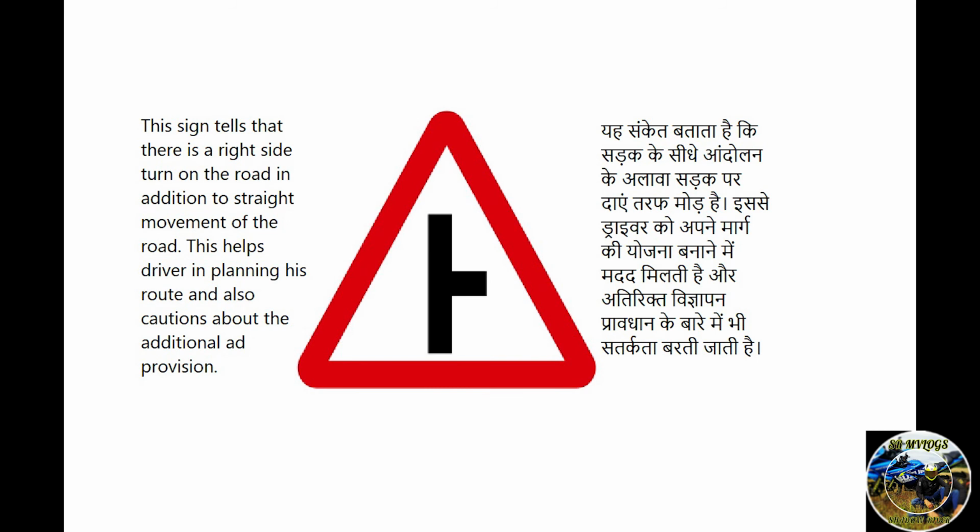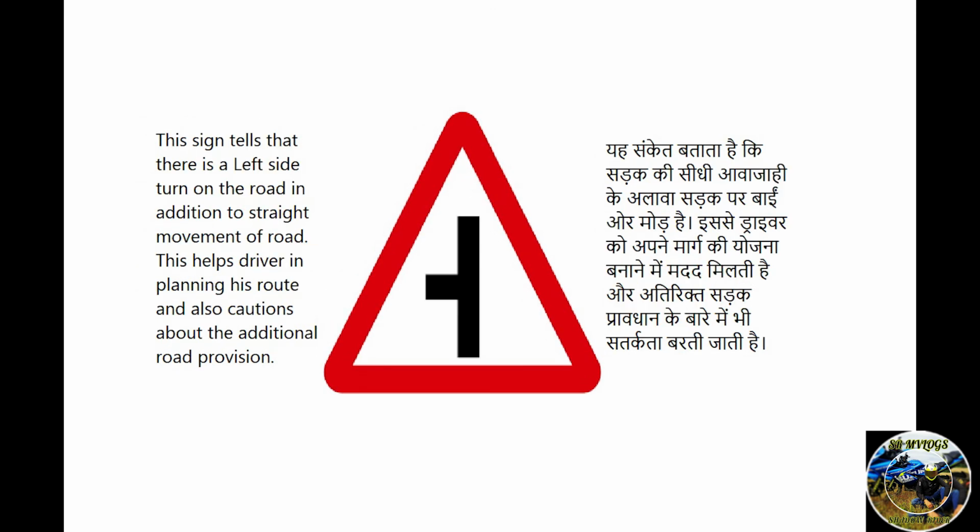This sign tells that there is a right side turn on the road in addition to straight movement of the road. This helps the driver in planning his route and also cautions about the additional road provision. This sign tells that there is a left side turn on the road in addition to straight movement of the road. This helps the driver in planning his route and also cautions about the additional road provision.